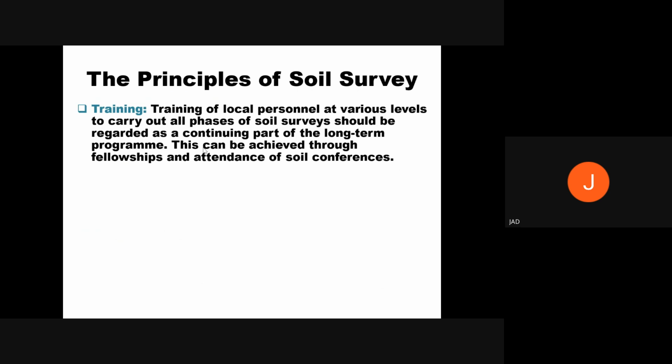Then when you want to do that, one of the things that you need not to lose sight of, the capacity. Do you have the capacity to do that survey? So training of local personnel at various levels to carry out all phases of soil survey should be regarded as a continuing part of the long-term program. And this can be achieved through what? Fellowship. Where's the fellowship?